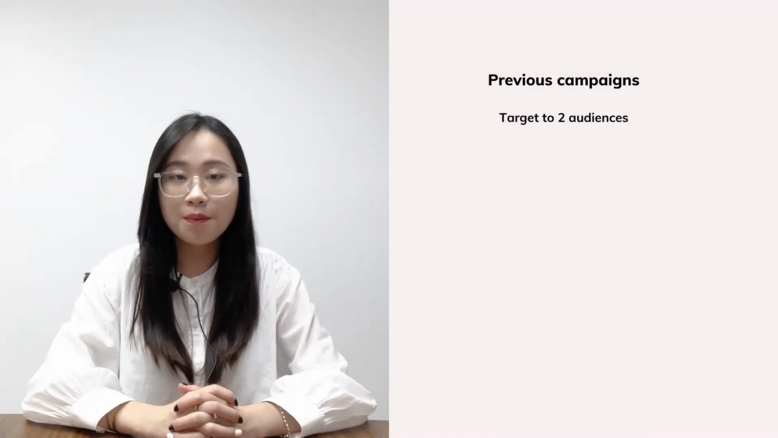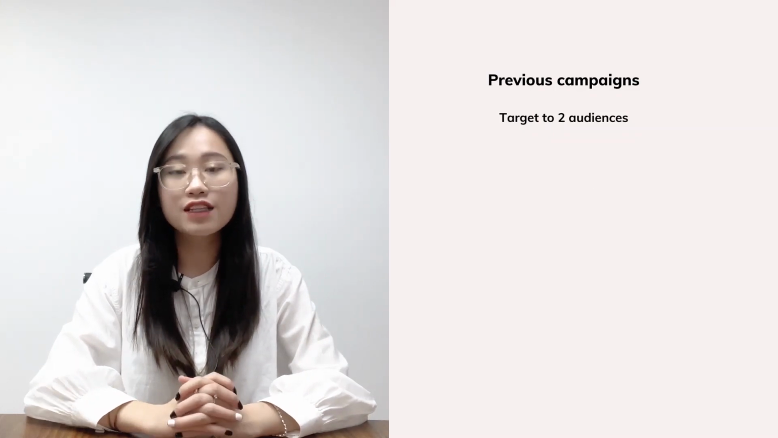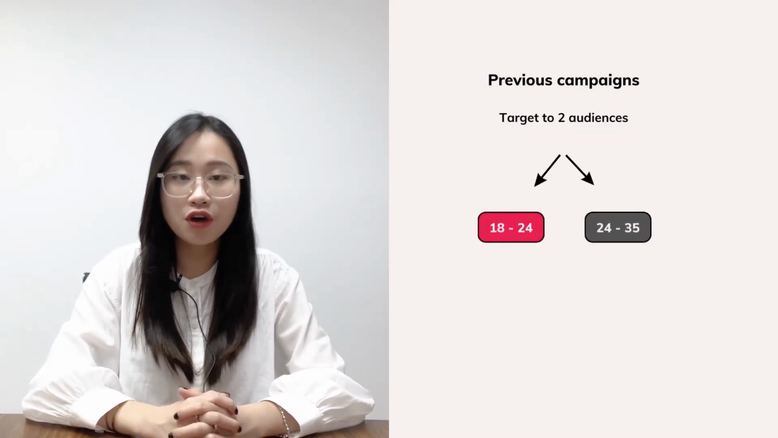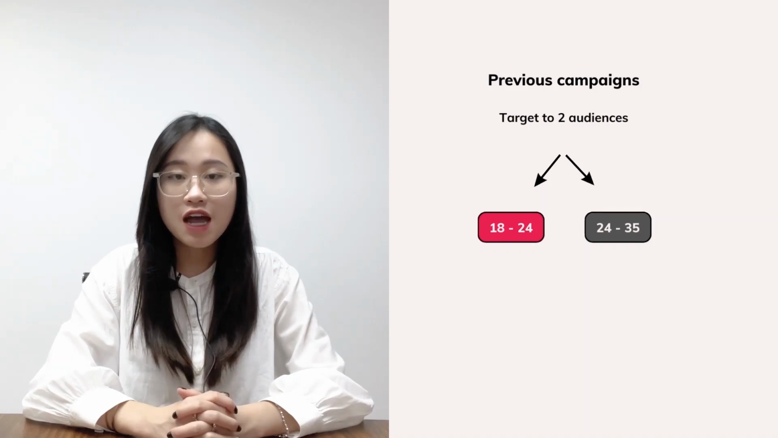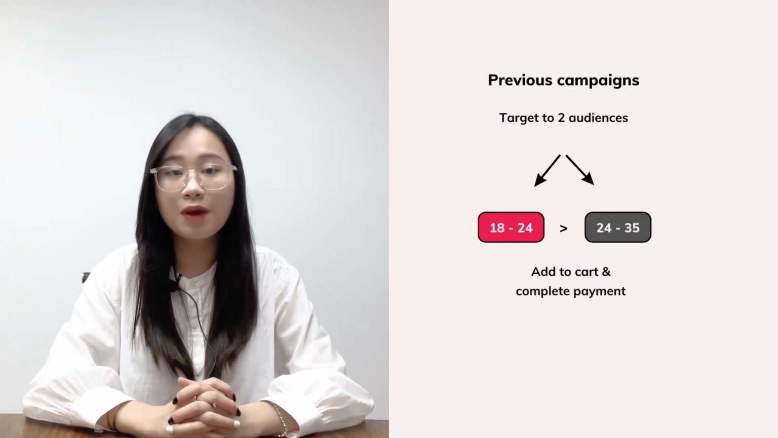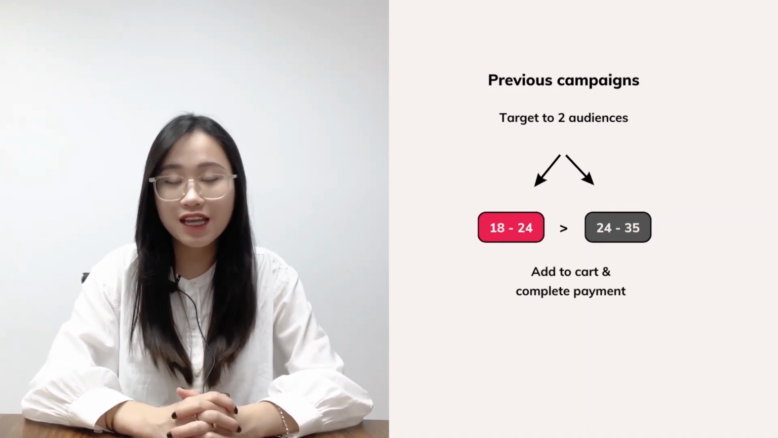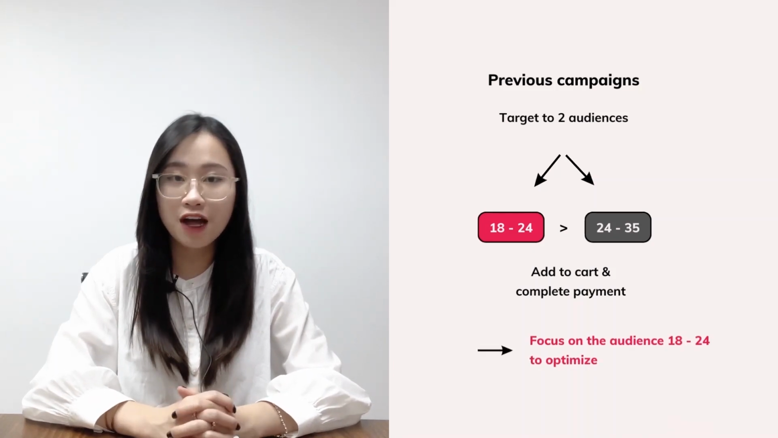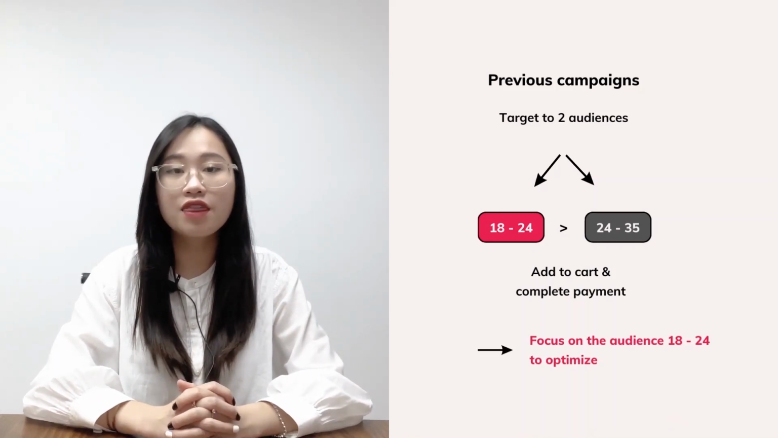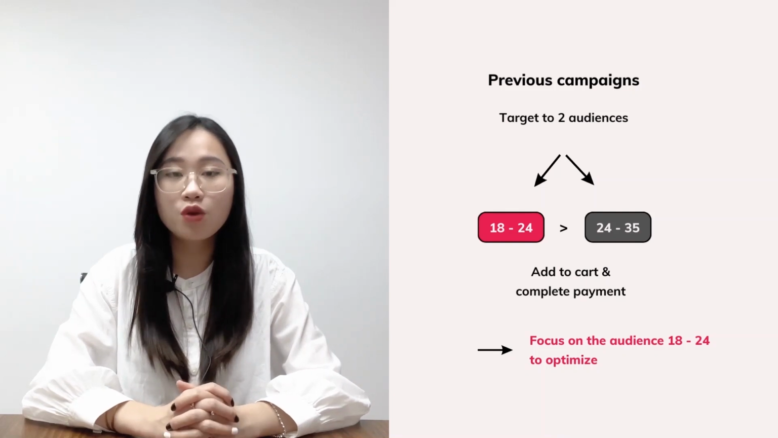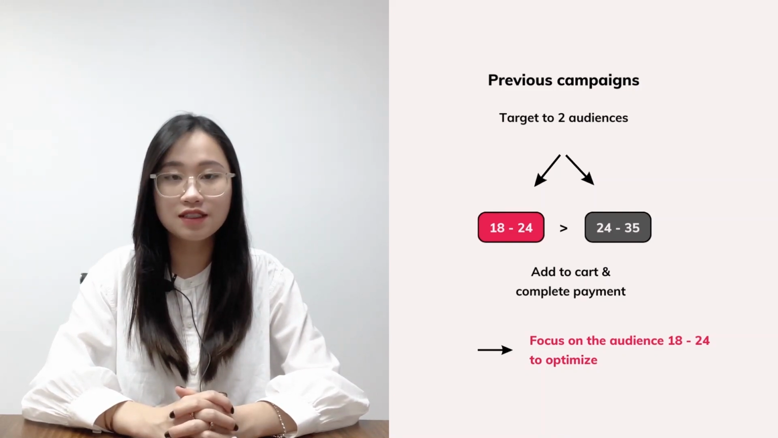For example, based on your last campaigns, you ran two audiences, from 18 to 24 and 24 to 35, and you realize that the audience from 18 to 24 shows higher intent than the one from 24 to 35. So you can only focus on the audience from 18 to 24 to optimize your ad performance.